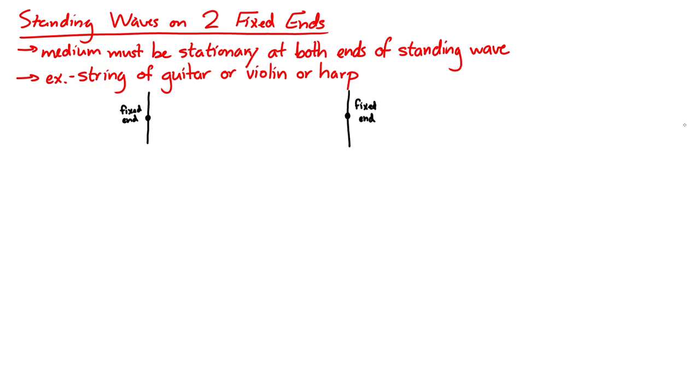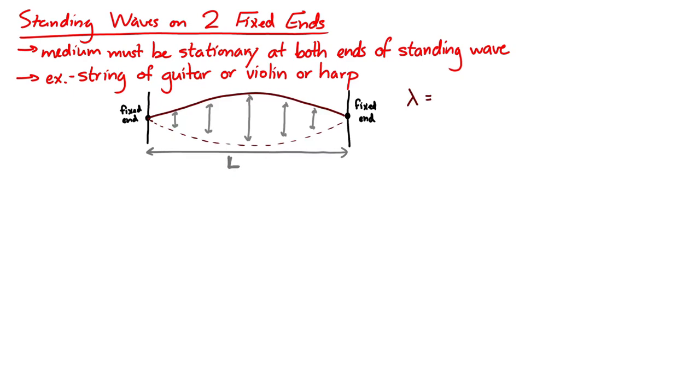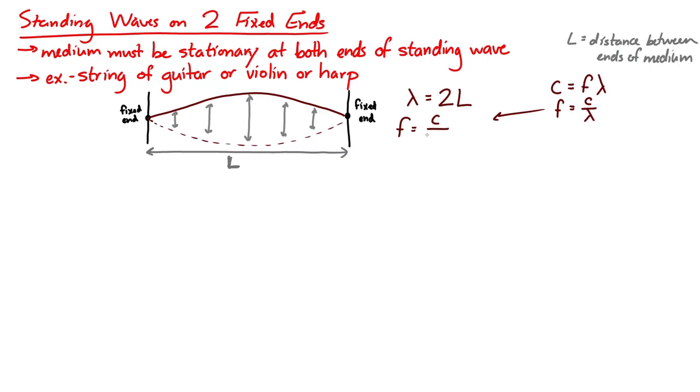So let's imagine that. I'm going to try to draw the largest possible wavelength I could get in this situation. It would look like that. The wavelength in this situation is equal to twice the distance between the ends, and we're going to call the distance between the ends L. So here, the wavelength is equal to 2L. I can also write an expression for the frequency. Here the frequency is c over 2L. All right. Now, the next possible wavelength would look like this.